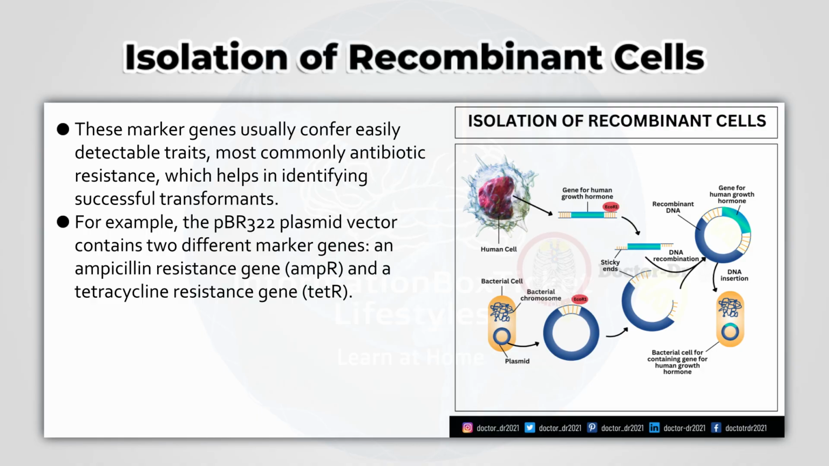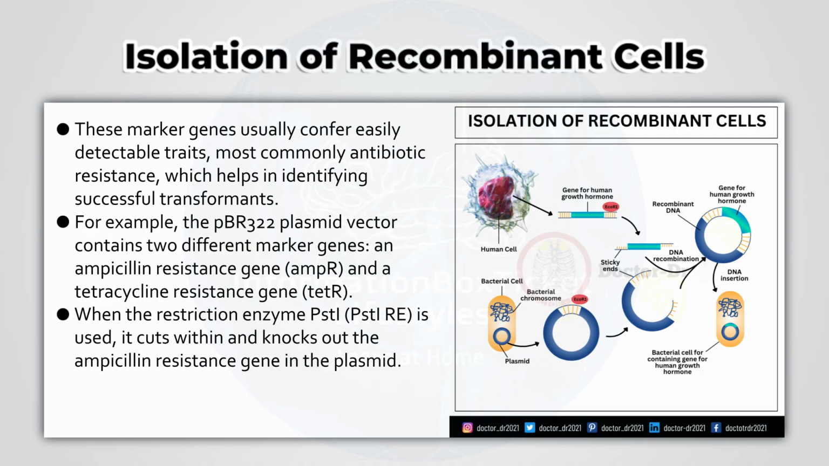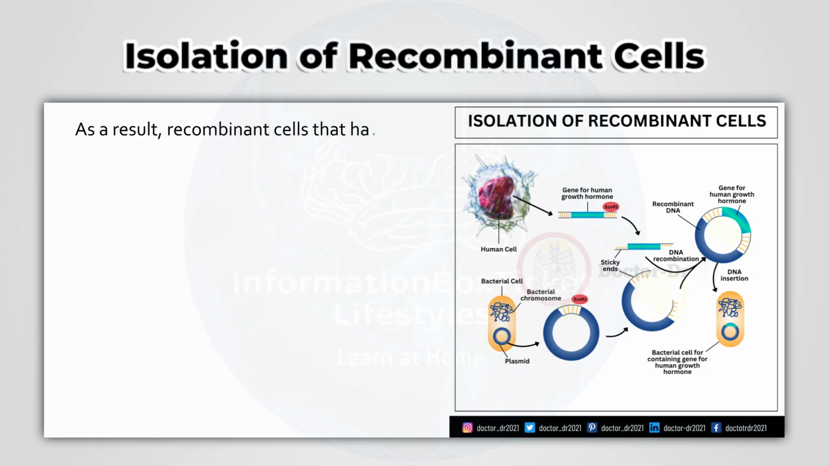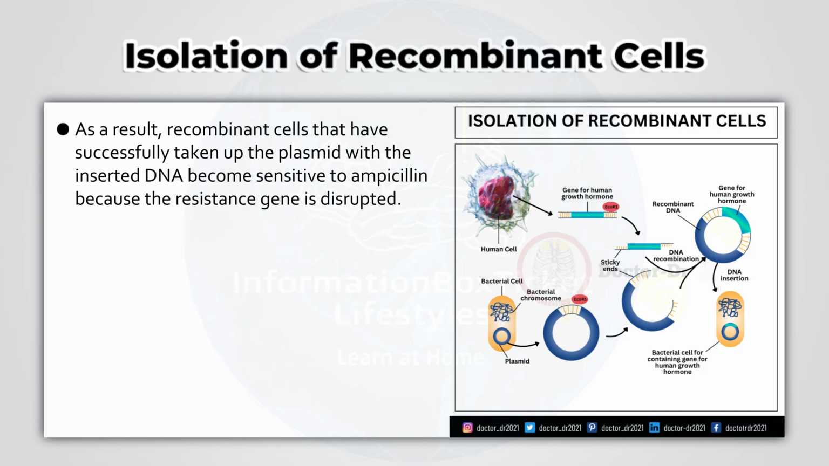For example, the pBR322 plasmid vector contains two different marker genes, an ampicillin resistance gene, AMP-R, and a tetracycline resistance gene, TET-R. When the restriction enzyme PstI is used, it cuts within and knocks out the ampicillin resistance gene in the plasmid. As a result, recombinant cells that have successfully taken up the plasmid with the inserted DNA become sensitive to ampicillin because the resistance gene is disrupted.